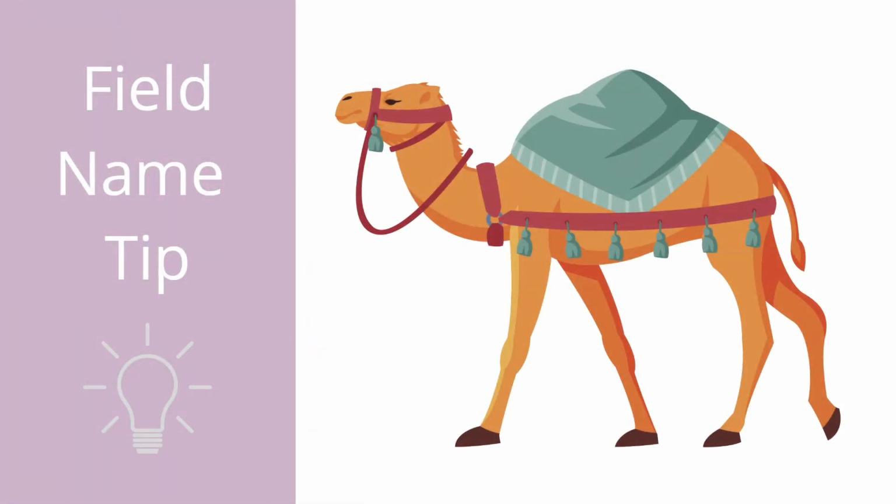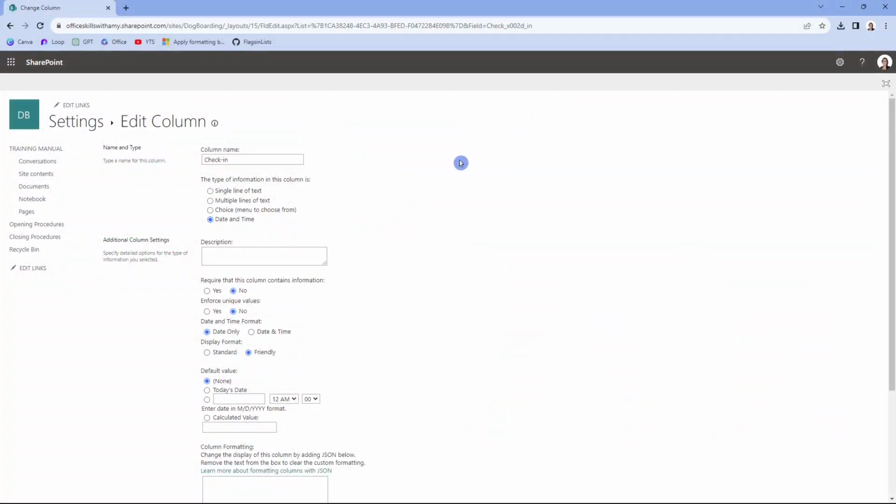Now, I did want to share another tip with you. So today is your lucky day. And this one has to do with defining your field names within Microsoft Lists. And it is known as camel casing. So let's take a look at what that means. Let's take the check-in date column, for example. So the display name is check-in date. And when we go up to the field name, we'll notice that it is check underscore X002D underscore in.